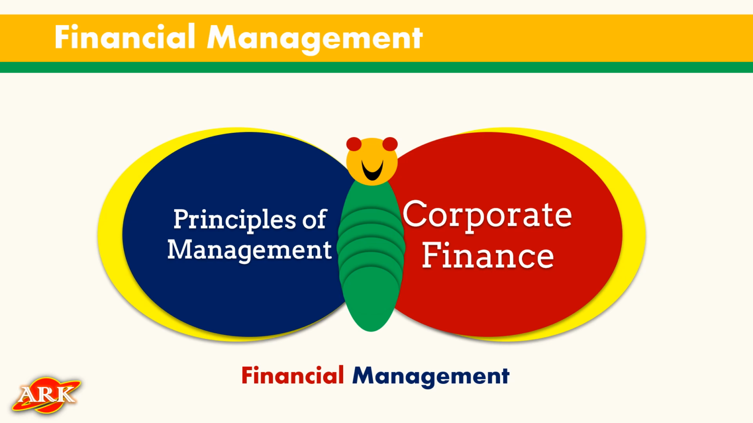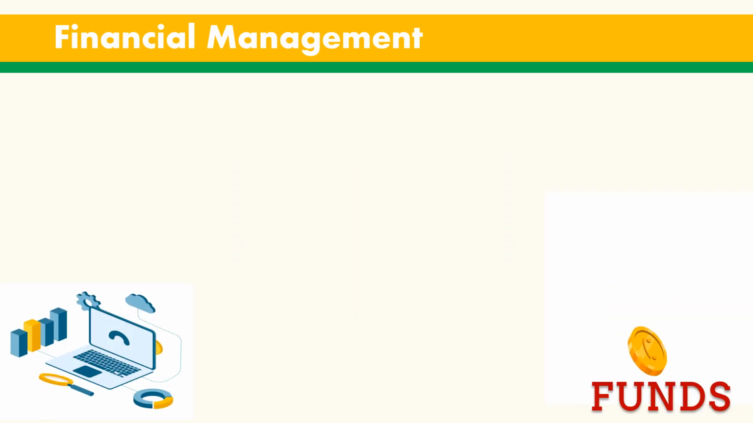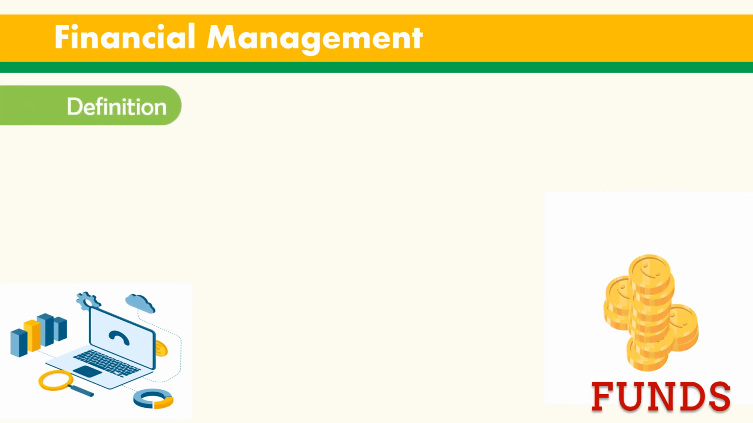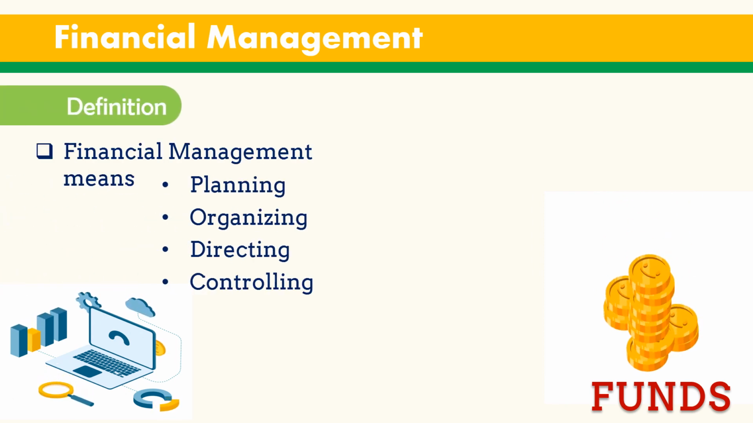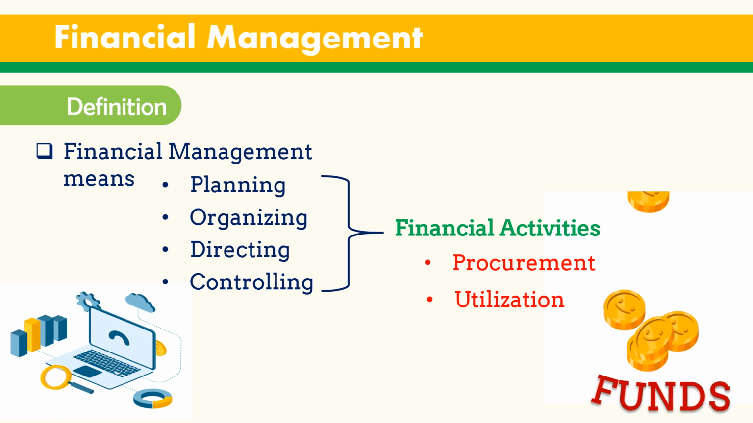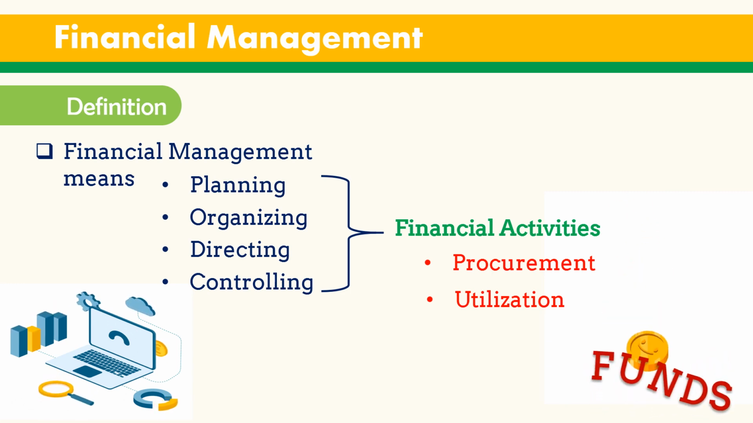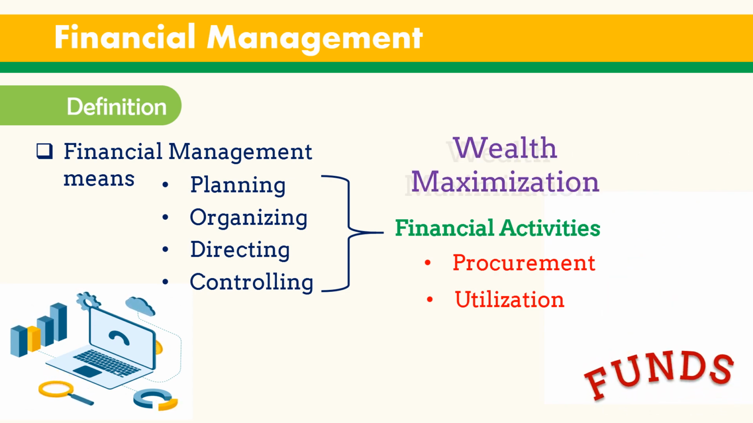Since a corporate deals with a huge amount of money, complex work, and risky decisions, one person cannot do the whole thing. So financial management comes into the picture. It teaches us how a group of people led by a manager have to execute all the actions regarding the financial activities of a firm. So here is the definition of financial management. Financial management means planning, organizing, directing, and controlling the financial activities like procurement of funds and utilization of those procured funds, only for the wealth maximization of the shareholders.